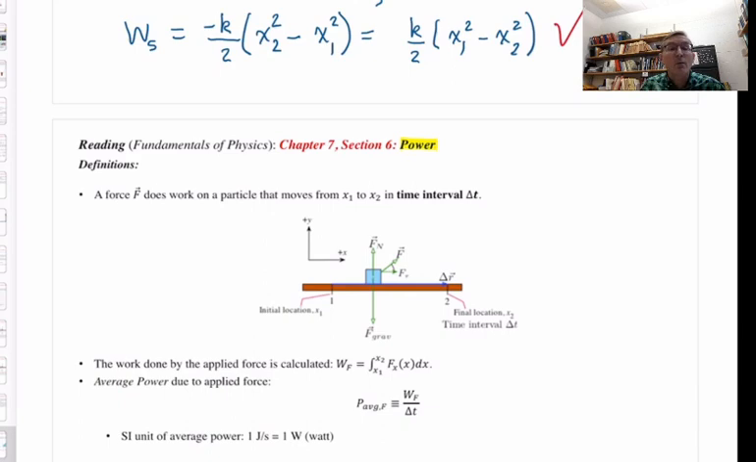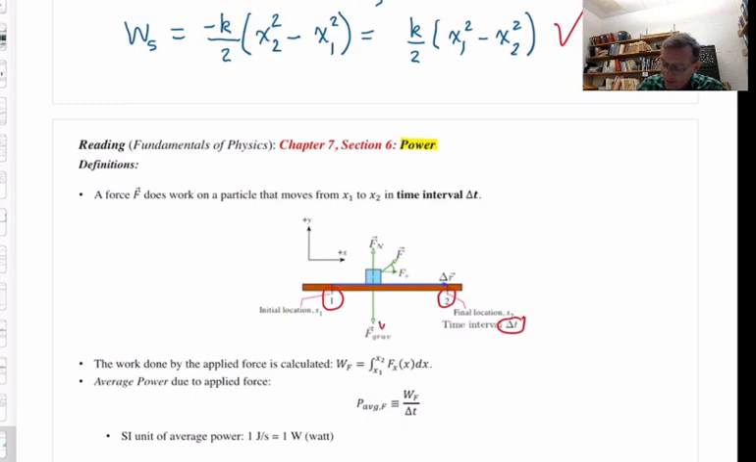Basically, it's like the one I just talked about. I've got a particle moving along a horizontal surface. It's moving from some initial location 1, x1 on an x-axis, to a final location 2, x2 on the x-axis, and it takes an amount of time, delta t, to do it. And there are forces acting on it. In this case, I've drawn the particle in the free body diagram.